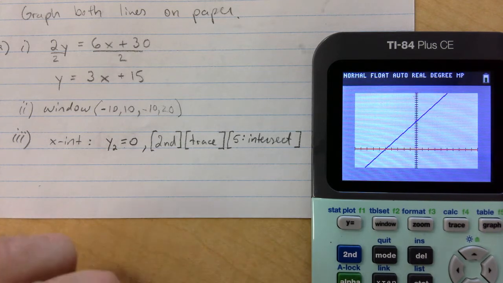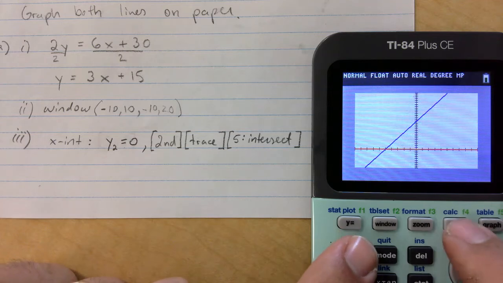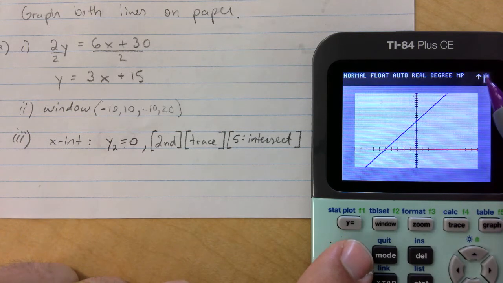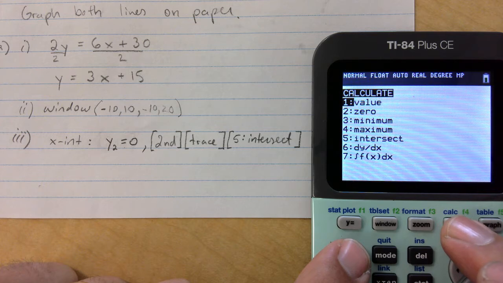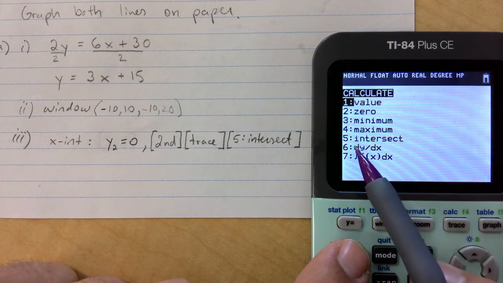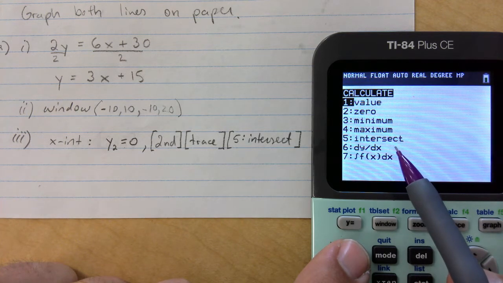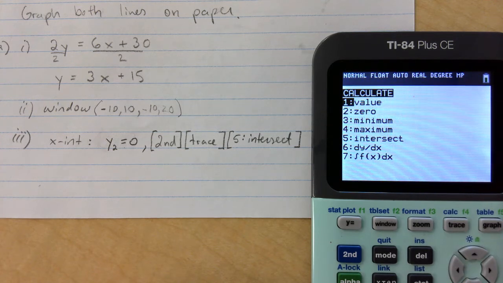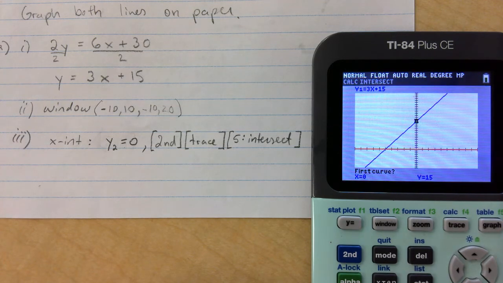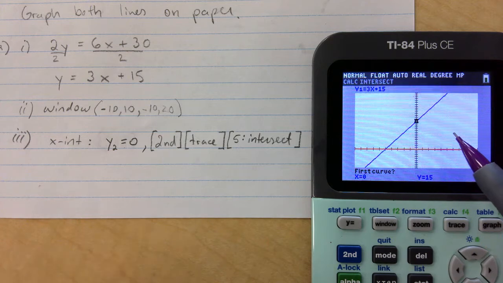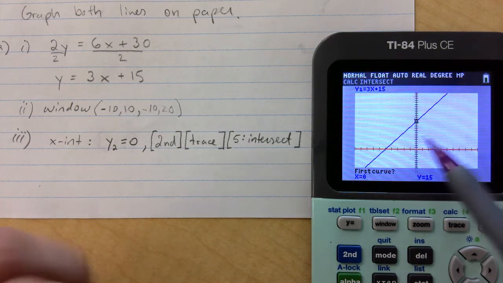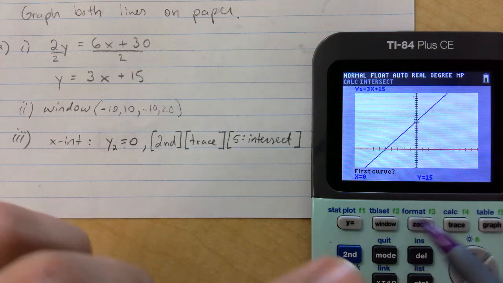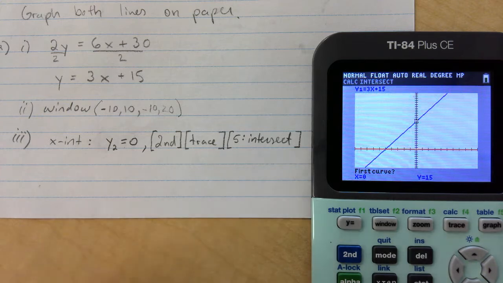Okay, so here we go. We're going to go second. As soon as you press second, you see this arrow going up here. If you press it again, it's gone. Okay, so second, trace, and you can just press 5 for intersect. So press 5. And it's important that you start with this screen with the graph, and then you go second, trace 5, or else it won't know where to go.